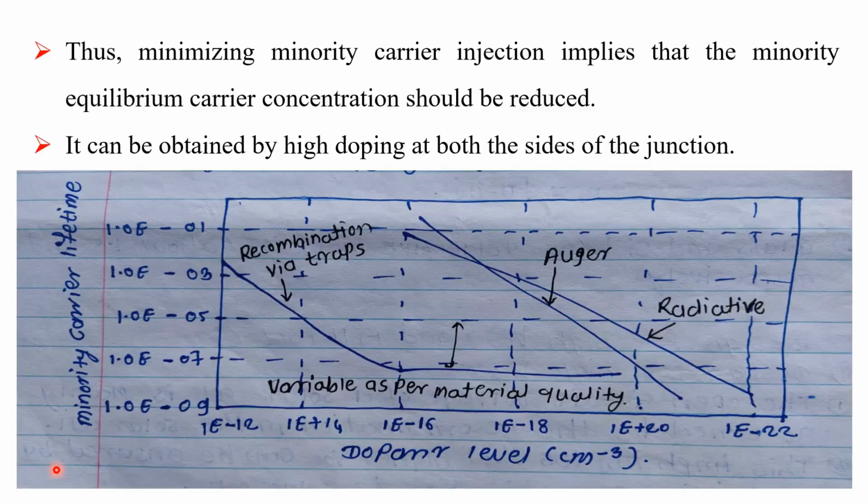This figure shows the minority carrier lifetime and the doping level. Here, recombination by traps varies as per material quality, along with radiative recombination. This is the graphical representation of the minority carrier lifetime.